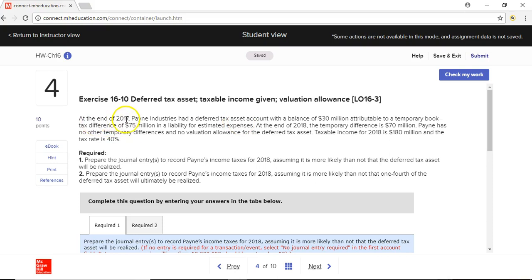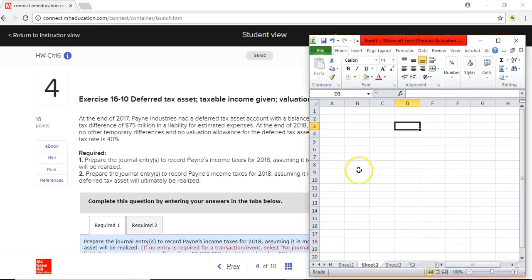At the end of 2017, we have deferred tax assets of $30 million. At the end of 2018, we have future deductible amounts of $70 million. The end of 2017 is the beginning of 2018. We have the deferred tax asset at the beginning of the year, and we can calculate the deferred tax asset at the end of the year. With the difference between the beginning balance and ending balance, we can find the journal entry amount for deferred tax assets.